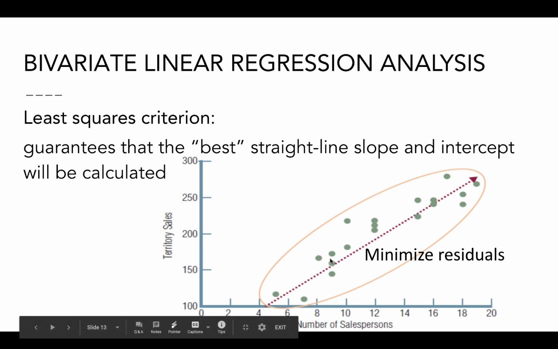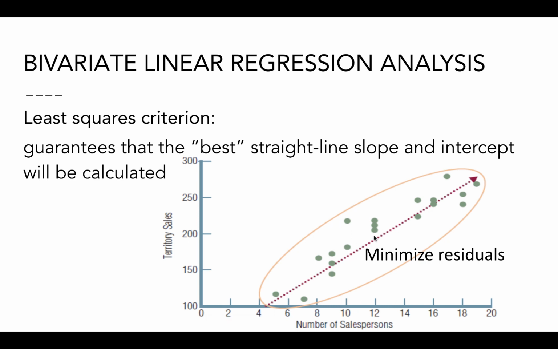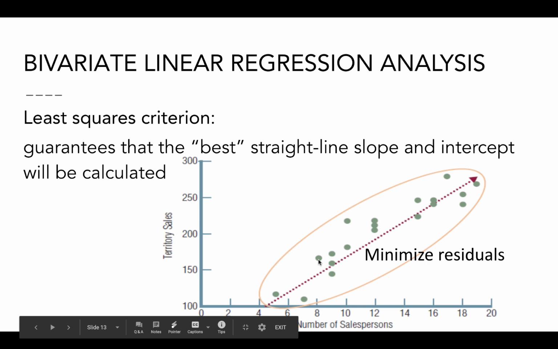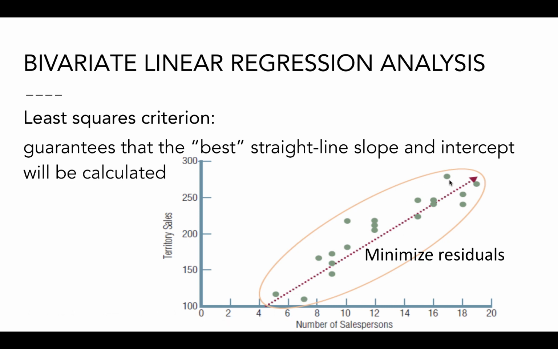So the line that is drawn is the closest possible line to all these data points. In other words, this line tries to minimize residuals. Residuals are the vertical distances between each data point and the line. Residuals can be positive if the data point is above the line, and negative if the data point is below the line. So this regression line attempts to find the lowest sum of squared residuals.